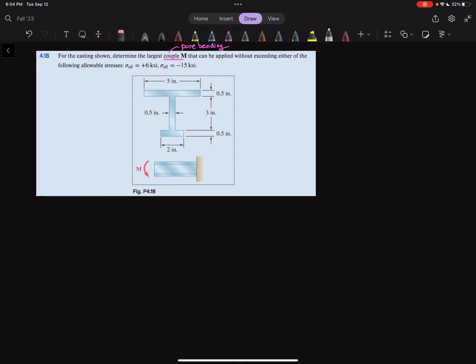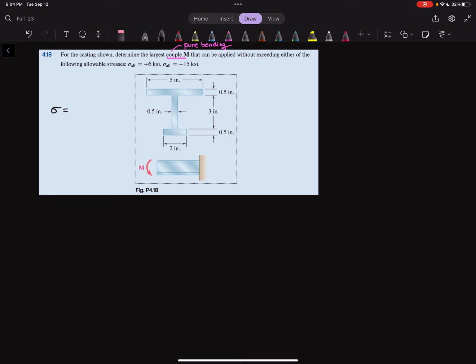All right, so if they mean pure bending, what I would do is say sigma is going to be equal to the negative of the moment times our y coordinate divided by I about the z, sorry, about the z-axis. This is not good. Let's do it on the white.